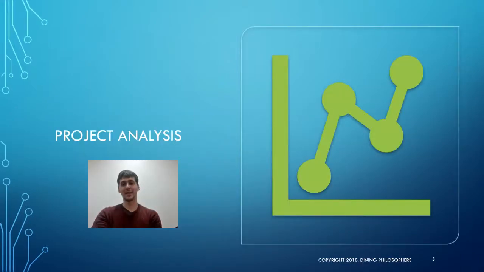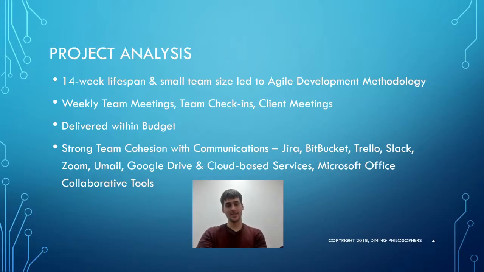And next up we have the project analysis. So the project was scheduled to take 14 weeks and to use agile development methodologies because of our small team size. The team used communication tools such as Jira, Trello, Slack and email to stay in touch, and we also used collaborative tools such as Bitbucket and Microsoft Office collaborative tools.